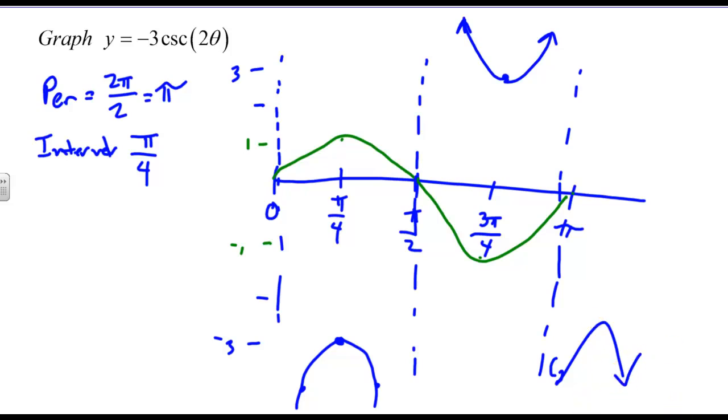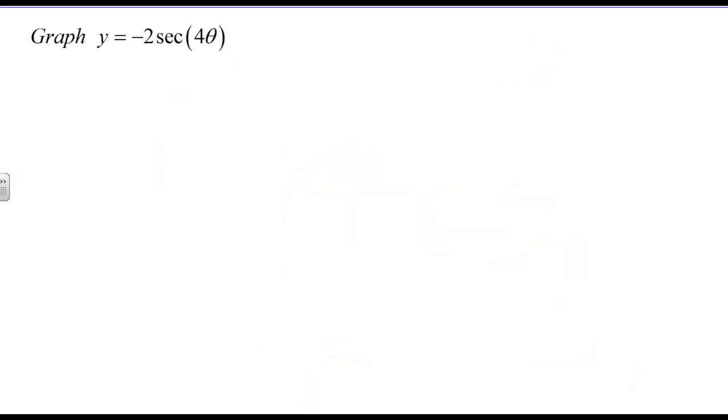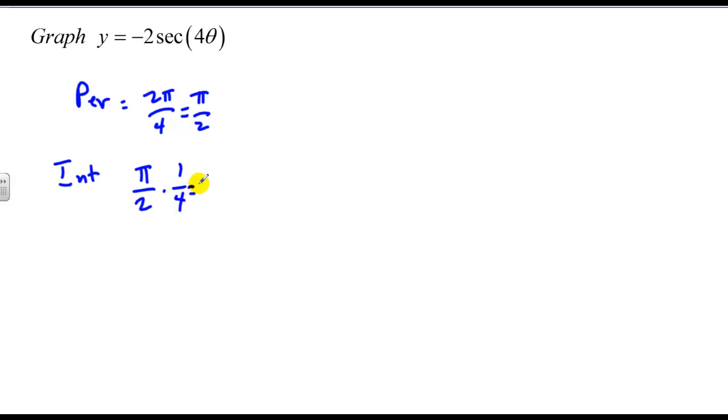Let's move on to the next problem. So now we'll graph a secant, and period, once again, is equal to 2 pi over k, which is 4. So pi over 2 is my period. My intervals are pi over 2 divided by 4, so that's like multiplying by a fourth, or pi over 8.